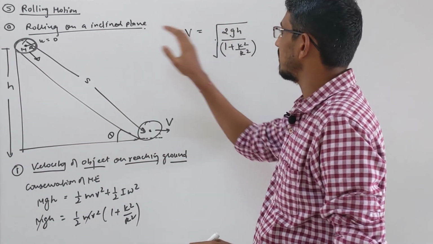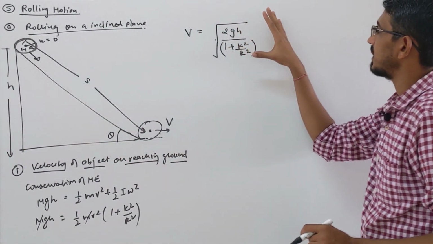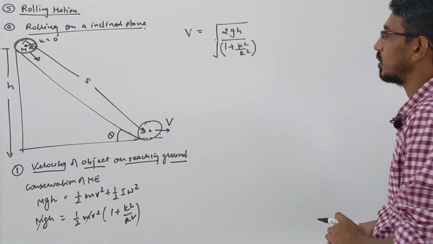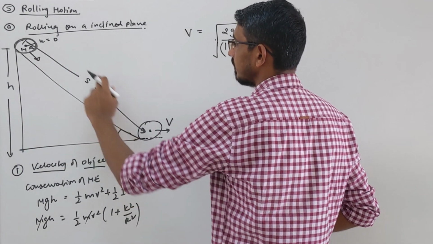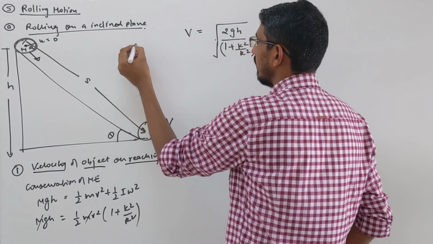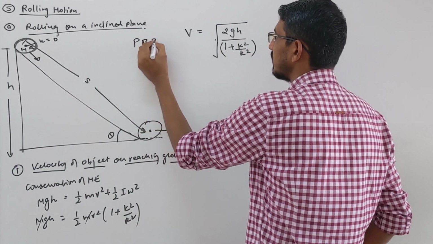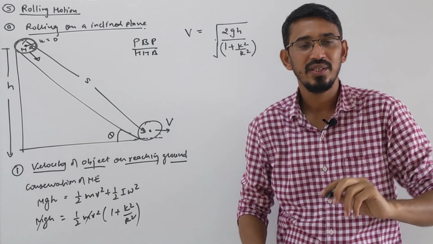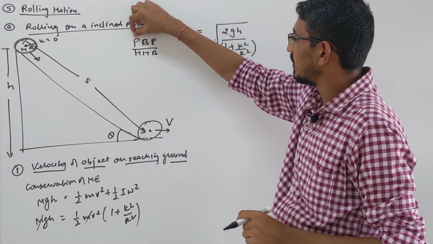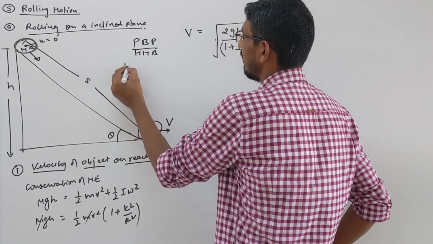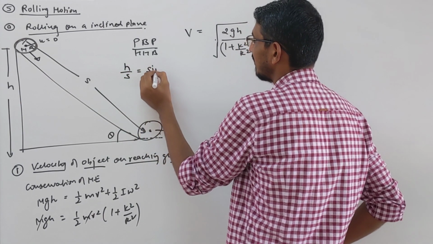We can write this answer in terms of slant height also. Let's wait, first understand this. So root 2gh upon 1 plus k square by r square. If you see in this triangle, this is a shortcut. This is called sin theta, p by h. P by h means h by s, that's what your sin theta.